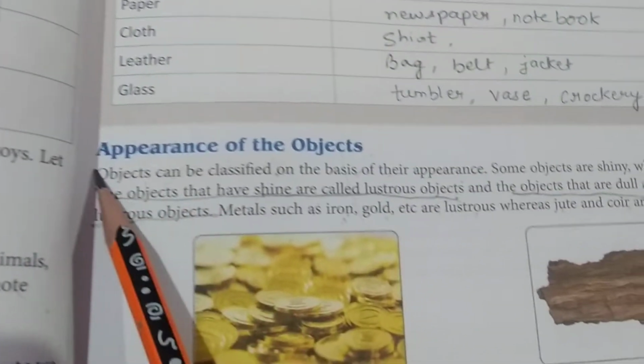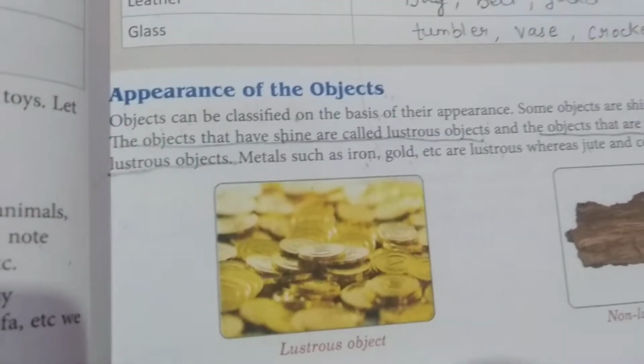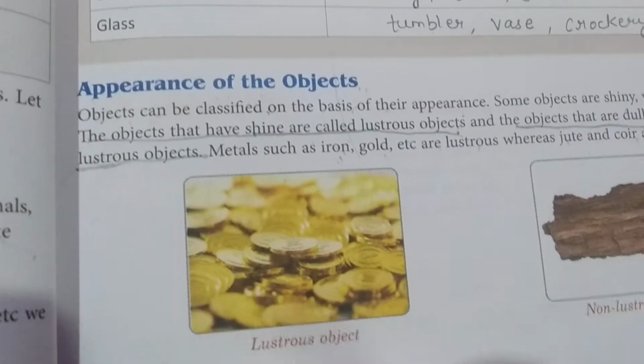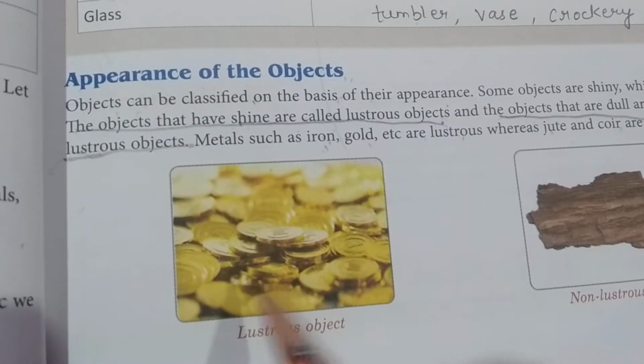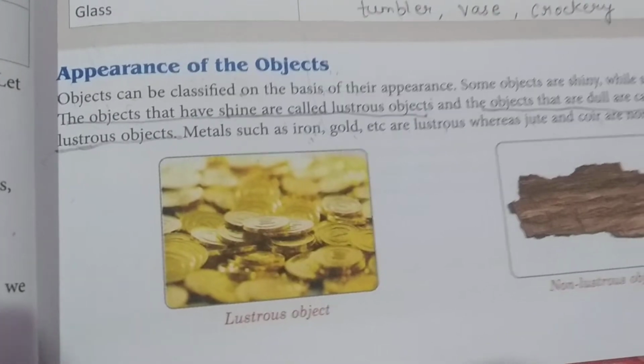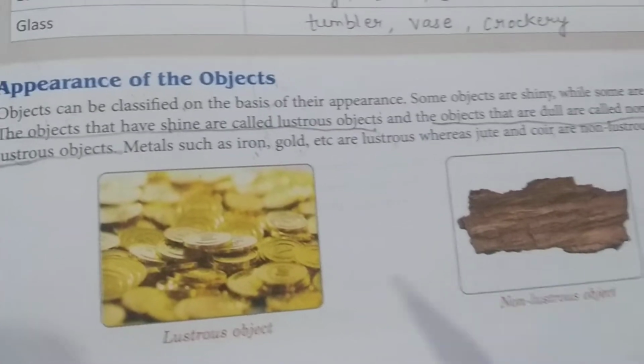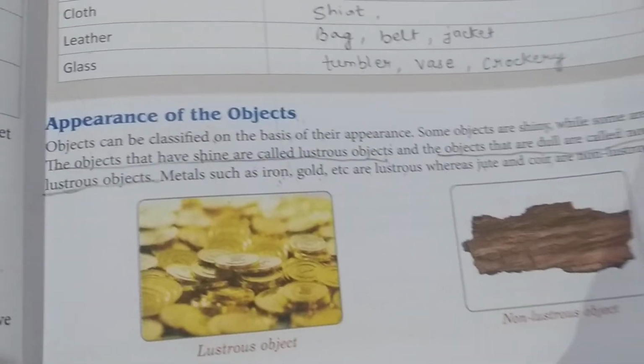Next was the appearance of objects, how the object appears. If the object is lustrous, we sort it in one group, and if the object is dull or non-lustrous, we sort it in another group. Now our next topic is hardness and softness.